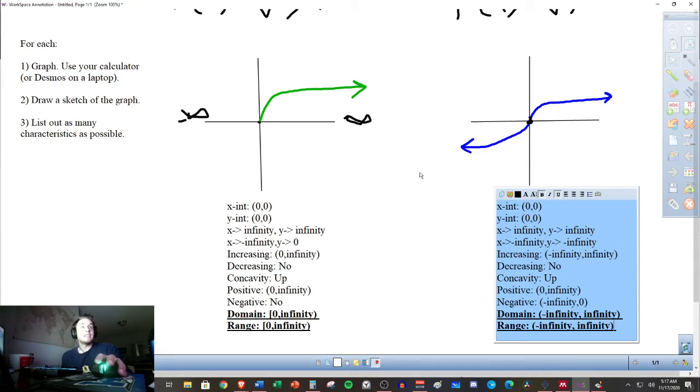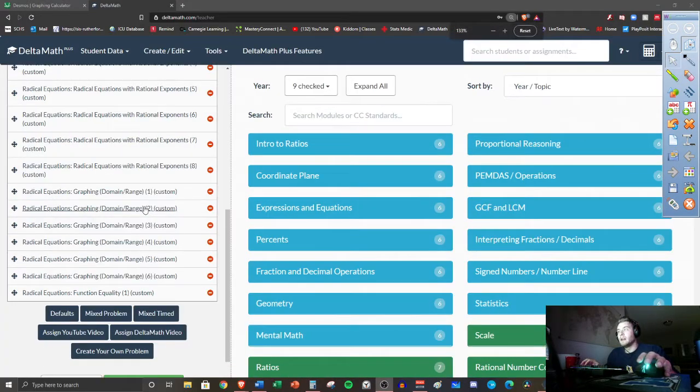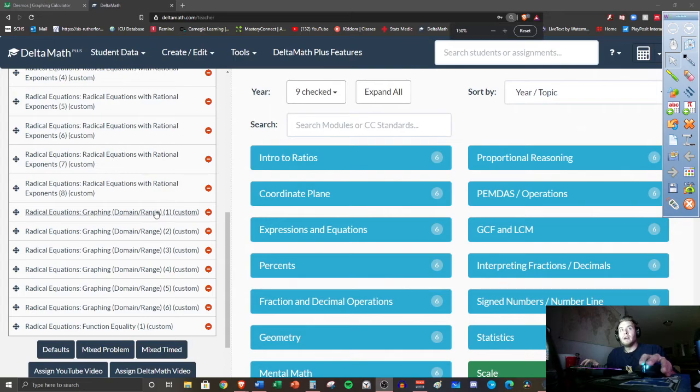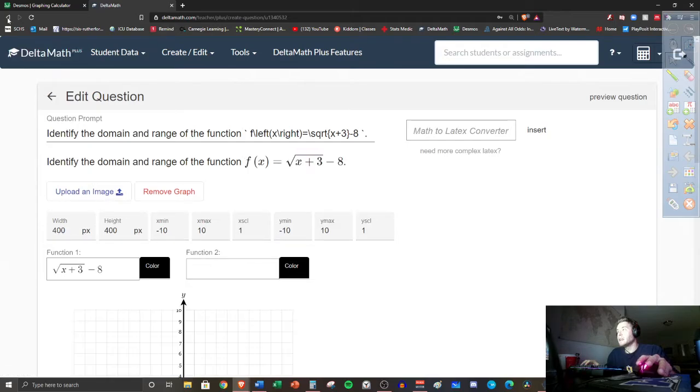All right, and so this is the main point of this, is just to talk about domain and range. Let's go ahead and pull up Deltamath. All right, so I've pulled up Deltamath here. I'll zoom in just a little bit. Here are the domain and range questions that you'll be dealing with. These are ones that I have made.